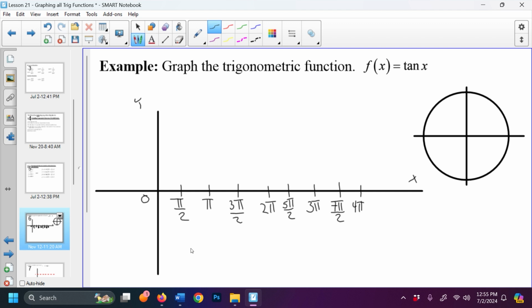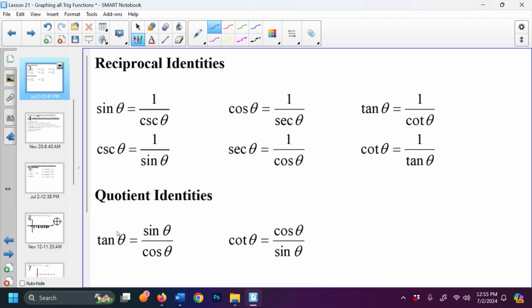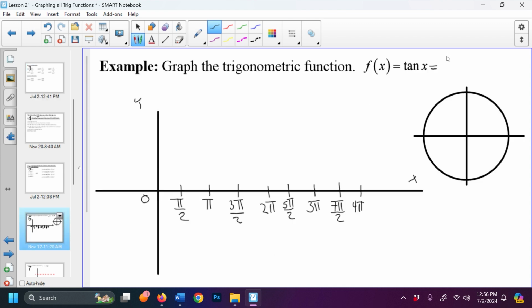All right. So remember from the quotient identities, tangent is sine over cosine. I'm going to make this the sine of x over the cosine of x. And we're going to start at this point right here. And if you remember, this point is 1 comma 0. At 1 comma 0, when the angle measure is 0, the sine is 0, the cosine is 1. So I have 0 over 1, that is going to be 0. That is my first point.